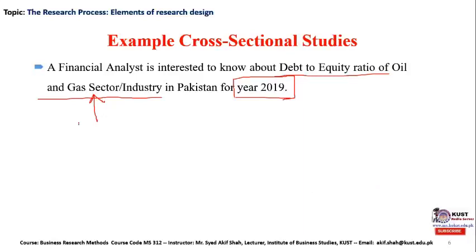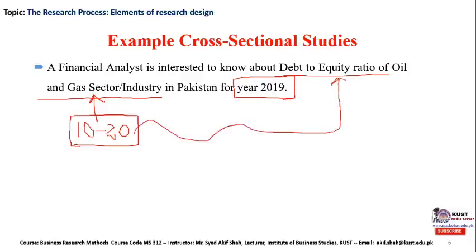However, it might be possible that we have 10 companies, 20 companies, or whatever the number is, which are coming under the umbrella of the oil and gas sector industry. So the researcher may select either a sample of these 20 or 10 companies, or will have to take the total number of companies and then find out the debt to equity ratio of all the companies in year 2019 for all those companies which are coming under the oil and gas sector or industry in Pakistan.